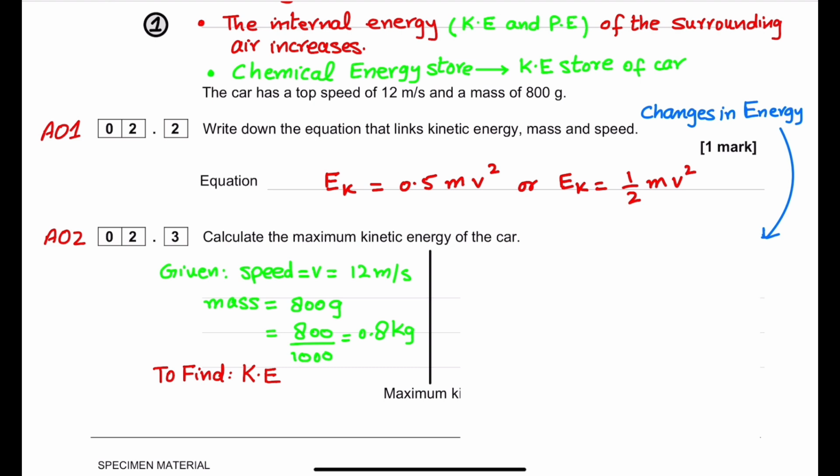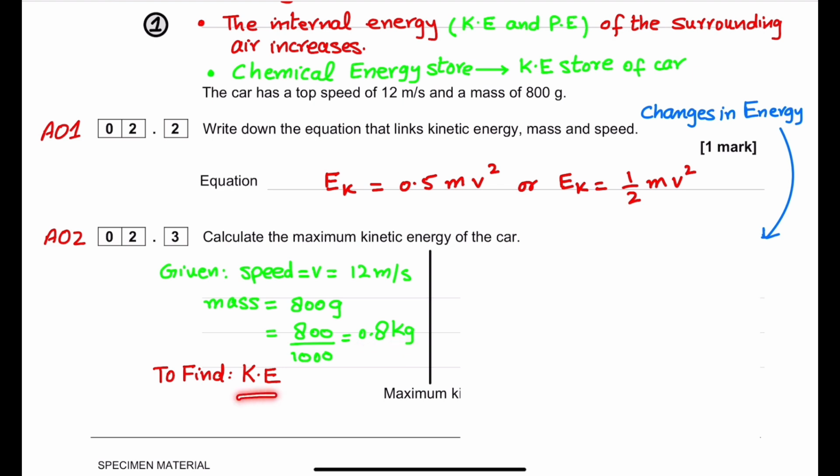2.3 is an AO2 question, and this question is again from the topic of changes in energy. Calculate the maximum kinetic energy of the car. We are already given the speed of the car, which is 12 meters per second. The mass is given as 800 grams. We need to convert grams into kilograms by dividing by 1000, because 1 kilogram is equal to 1000 grams. So we will get 0.8 kilogram.